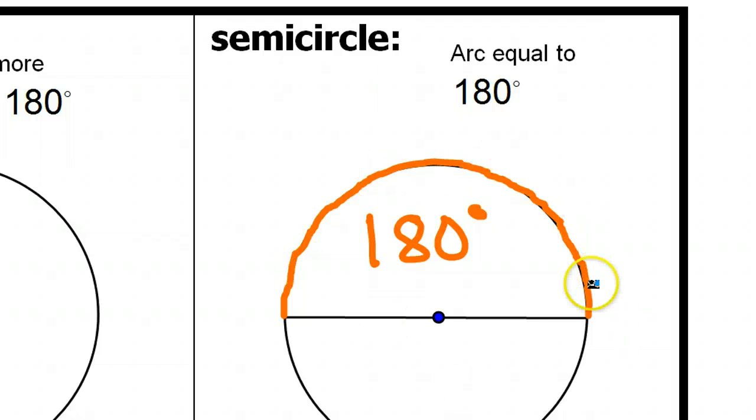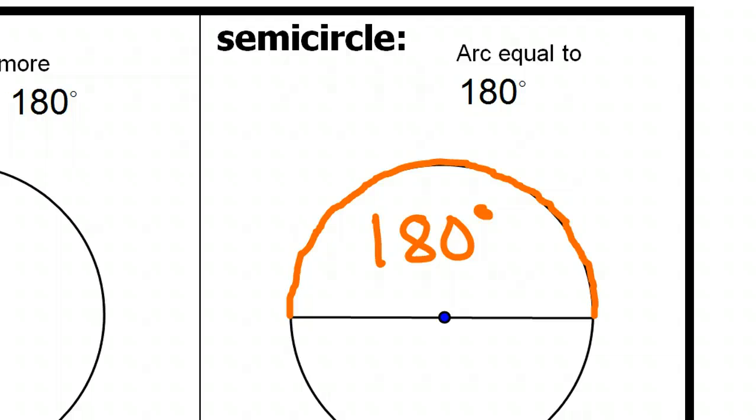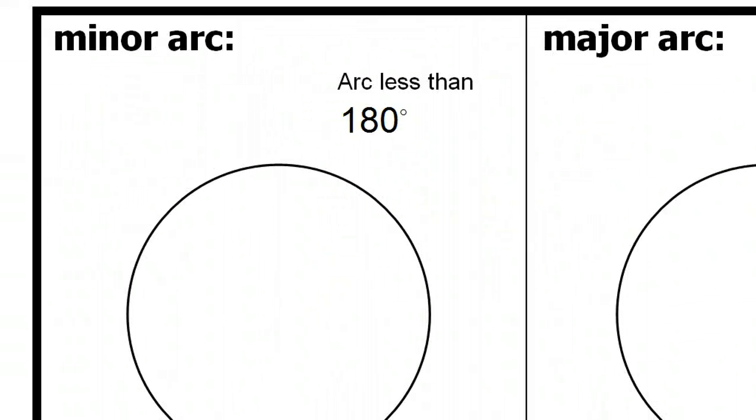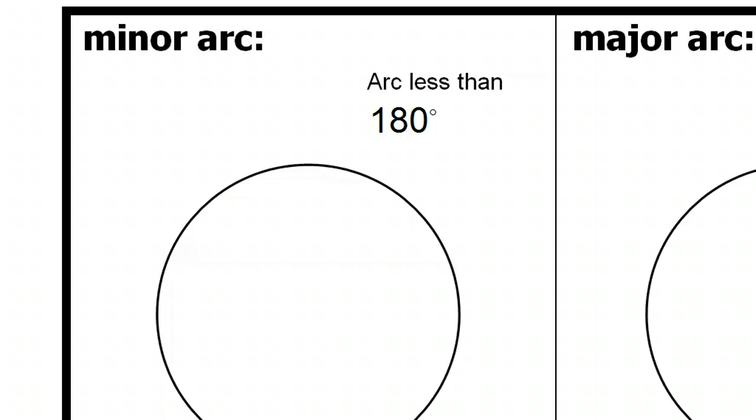Now, anything less than half the circle is going to be a minor arc. A semicircle is a 180-degree arc. Anything less than a semicircle is going to be a minor arc. So if I have an arc like this, that is a minor arc because a semicircle would be more like all the way to here. So it's less than 180 degrees, that makes it a minor arc.